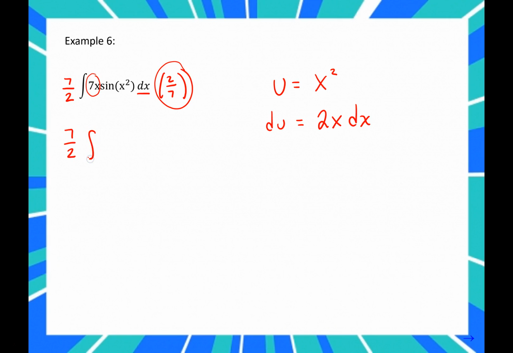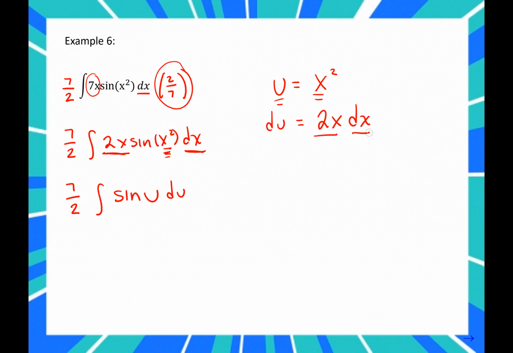All right, now at this point, when I multiply this times a 7x, I do in fact get what I want, which is going to be that 2x sine of x squared dx. And so since I have a match of 2x dx, I'm going to rewrite this whole integral as sine of u, because remember this time x squared is u, and then I'm going to have du because I have this match, the 2x and the dx.